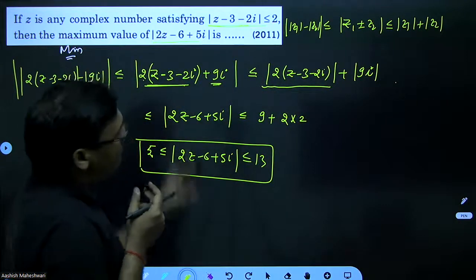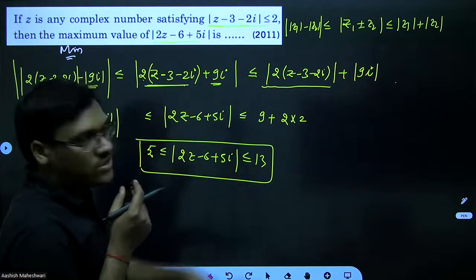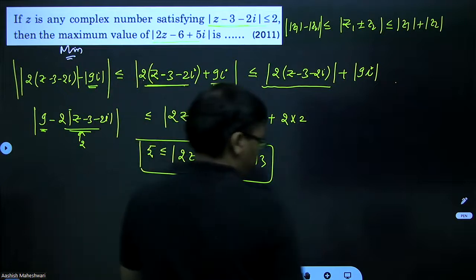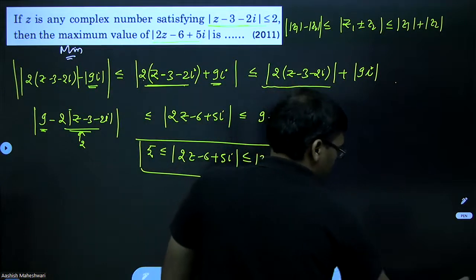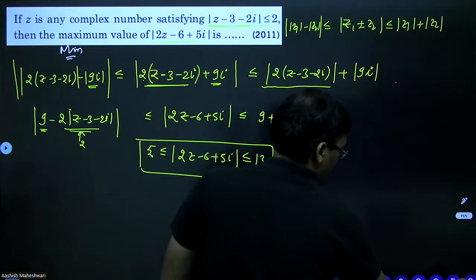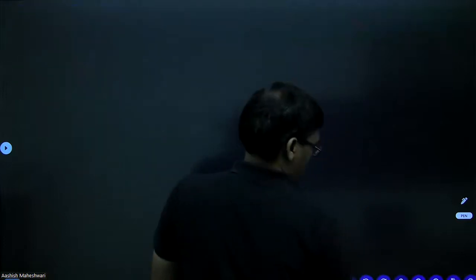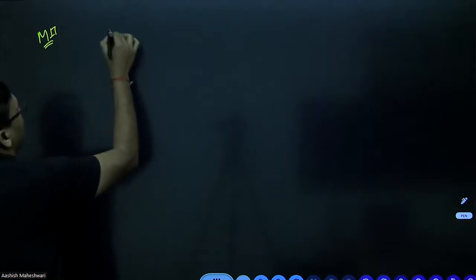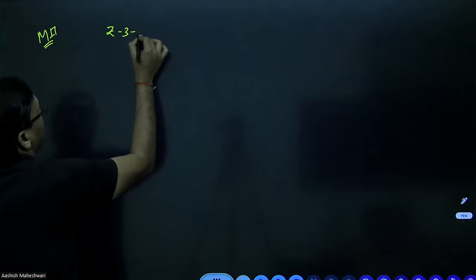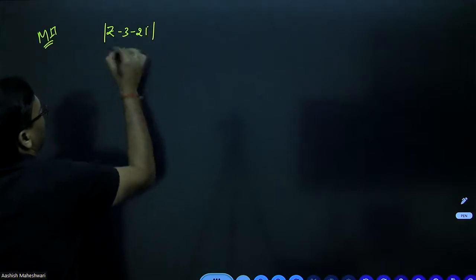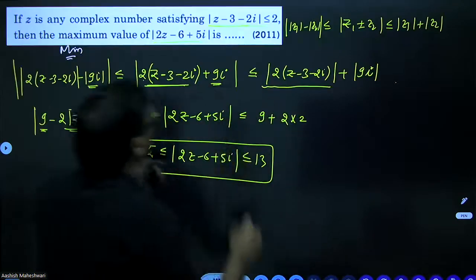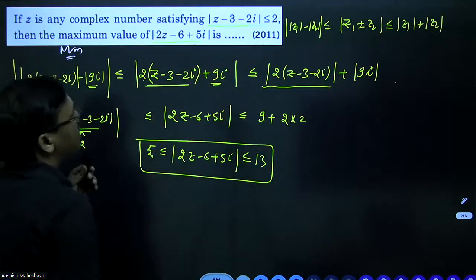Now we will see how we can solve this question geometrically. The geometrical interpretation is also important. So let's move to the next page. Method 2. What is the condition given to you? Modulus of z minus 3 minus 2 iota is less than or equal to 2.